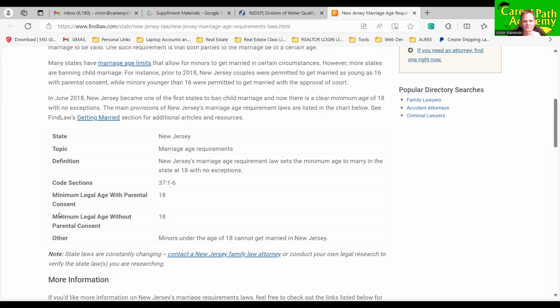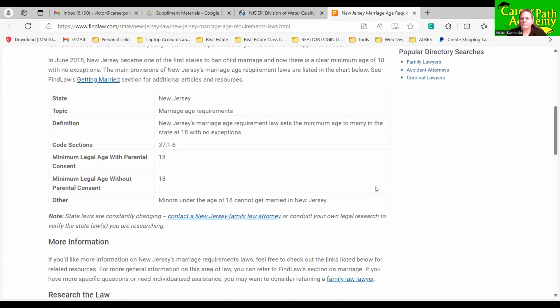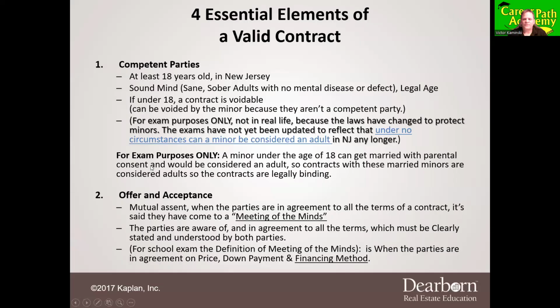All right. So under no circumstances can you be considered an adult under the age of 18. But for exam purposes, because I'm pretty sure PSI did not fix this, because they still look at me like I got 3 heads when I bring it up to them. And the Real Estate Commission is like, oh, we don't know what's on the exam. Well, I'm telling you. So they're not doing anything about it either.